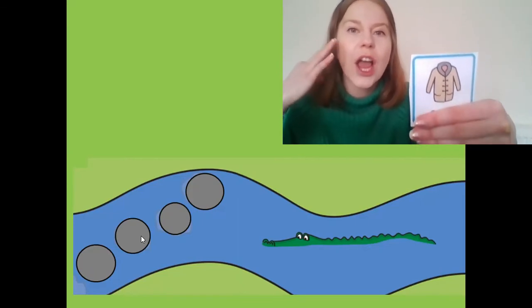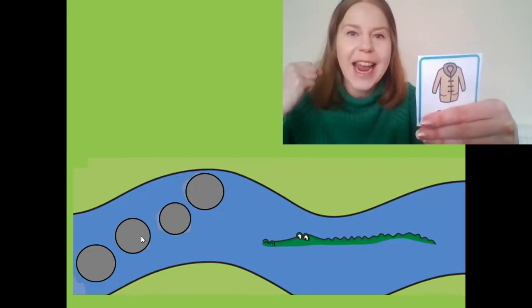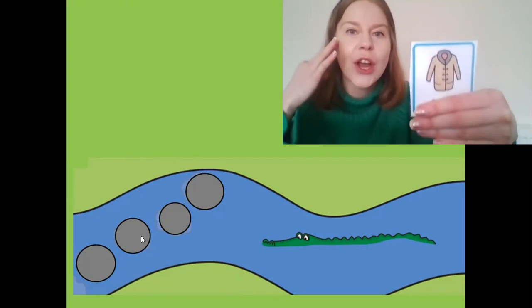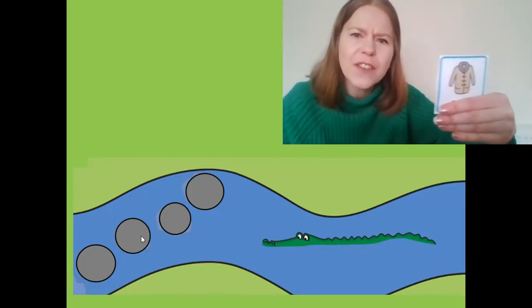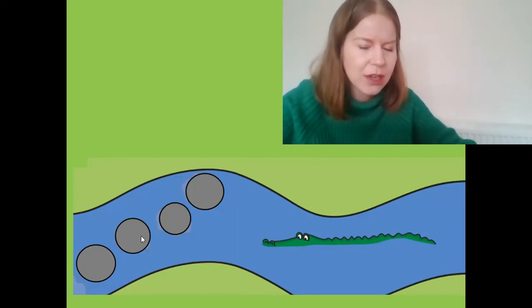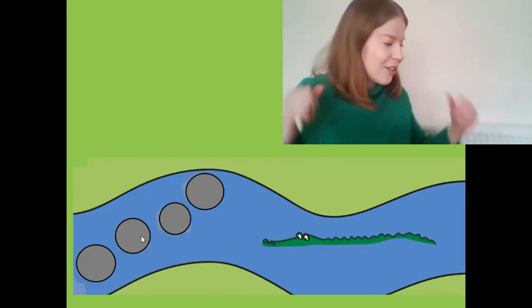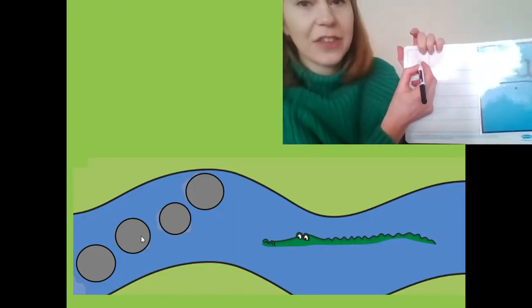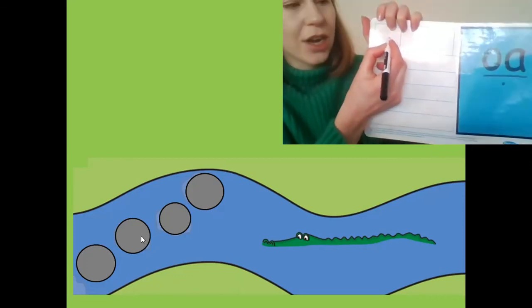Coat. Try again. Coat. What's the first sound you can hear in coat? I can hear the k sound again, but I'm going to tell you it's the curly K. It's around the caterpillar. Coat.